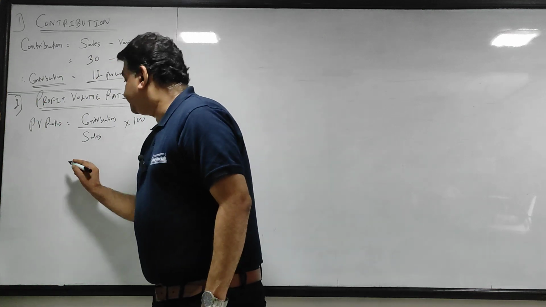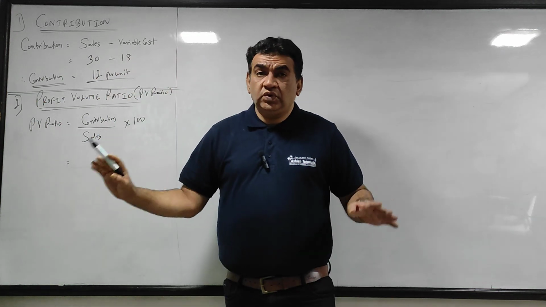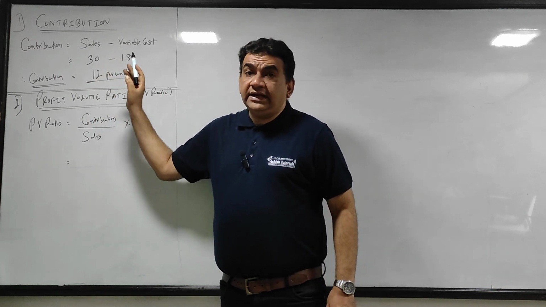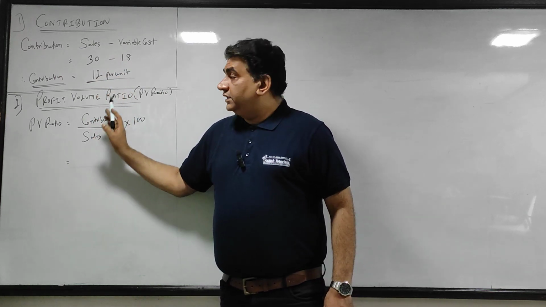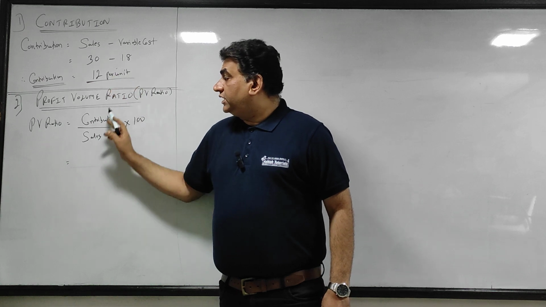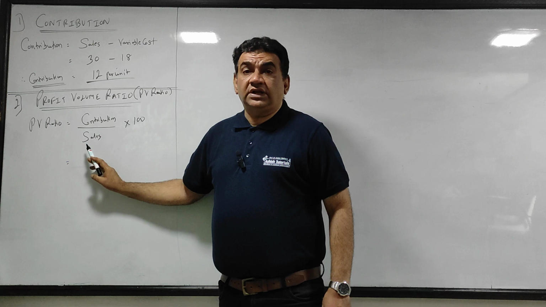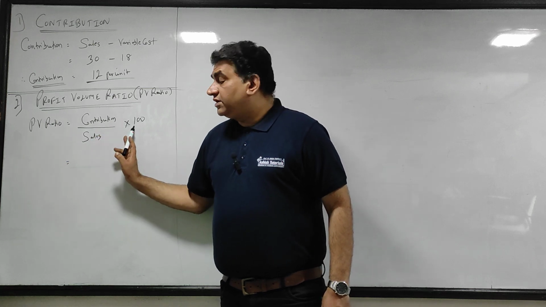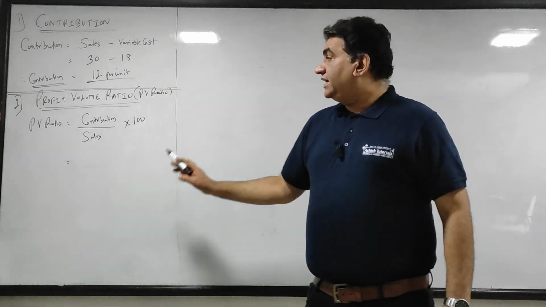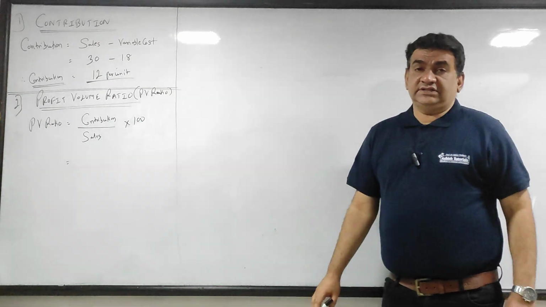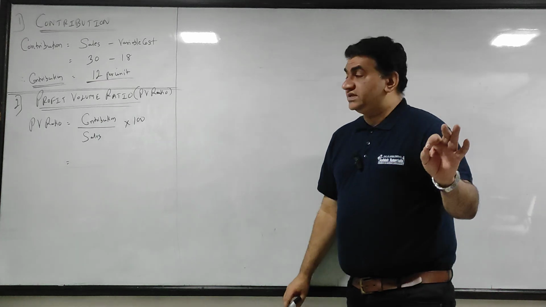Now see, substituting. As I told you, here you can take total amount, here also you can take total amount. If you are taking per unit here, also take per unit. If you are taking total amount, here also you take total amount. Because you have multiplied by 100, the final answer will be expressed in terms of percentage.